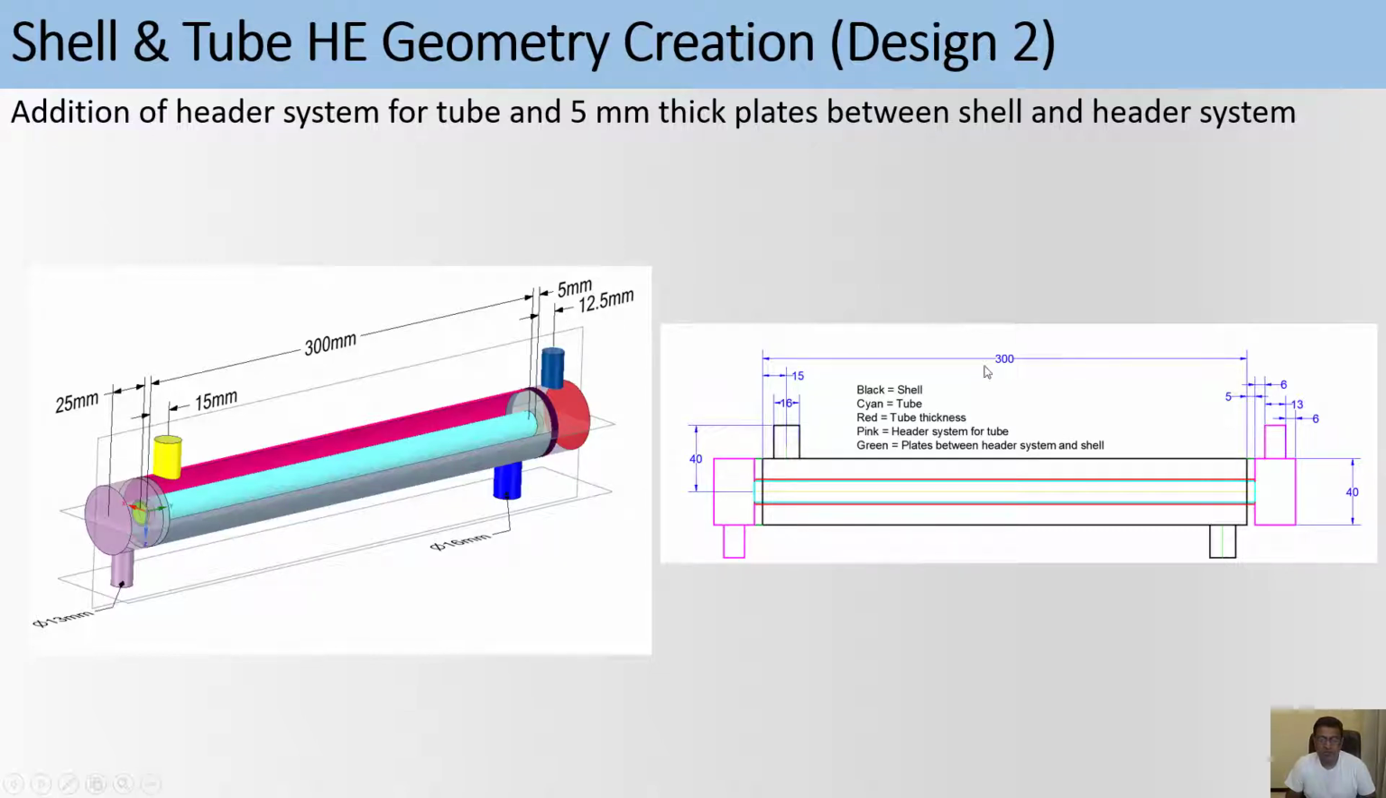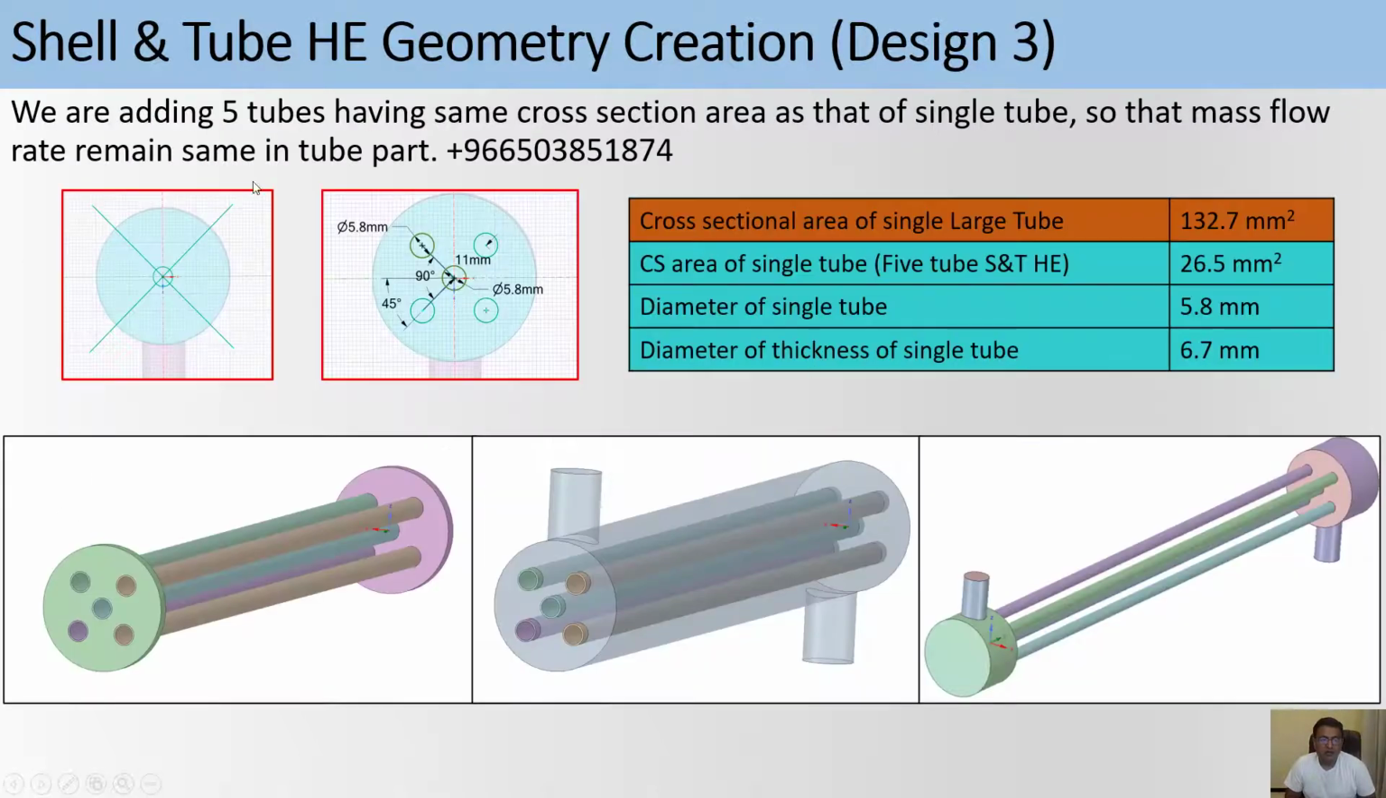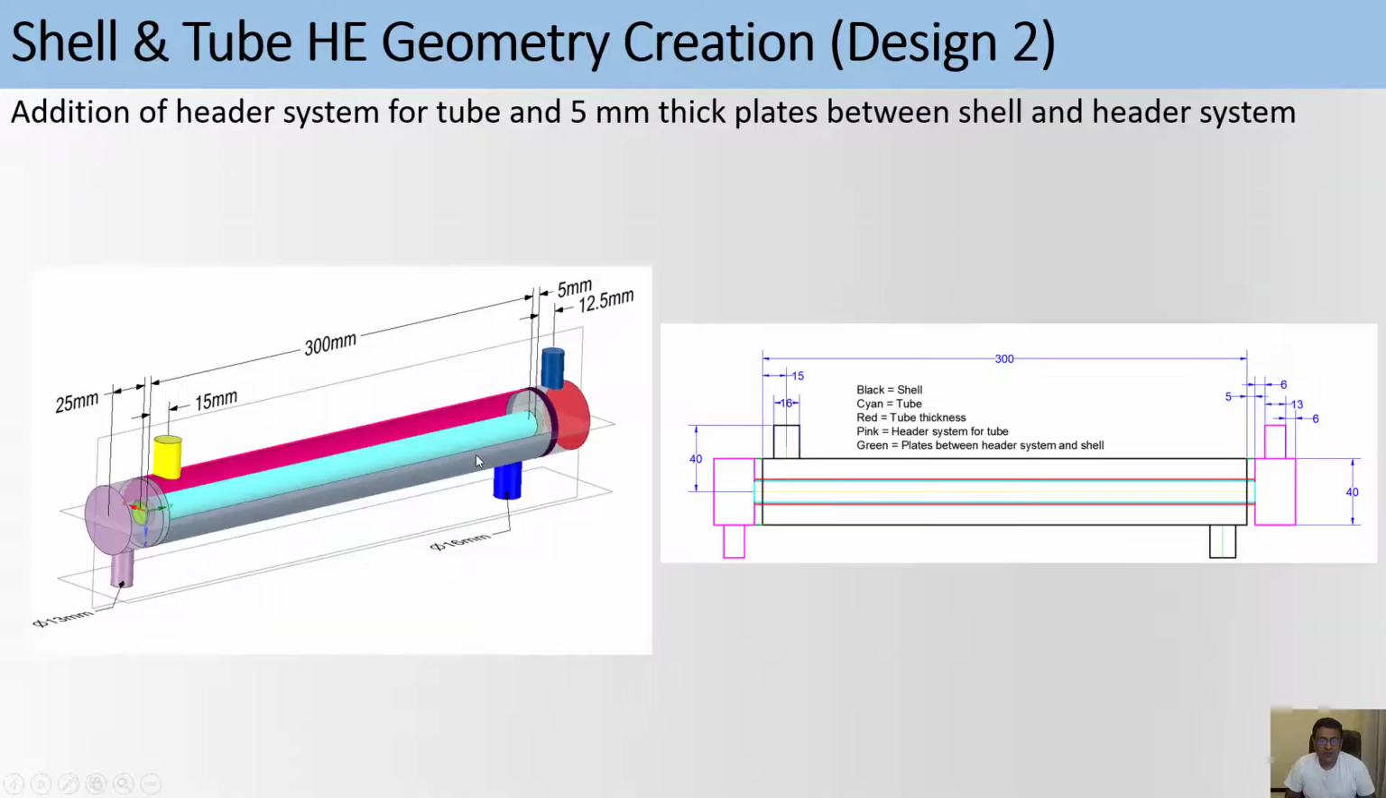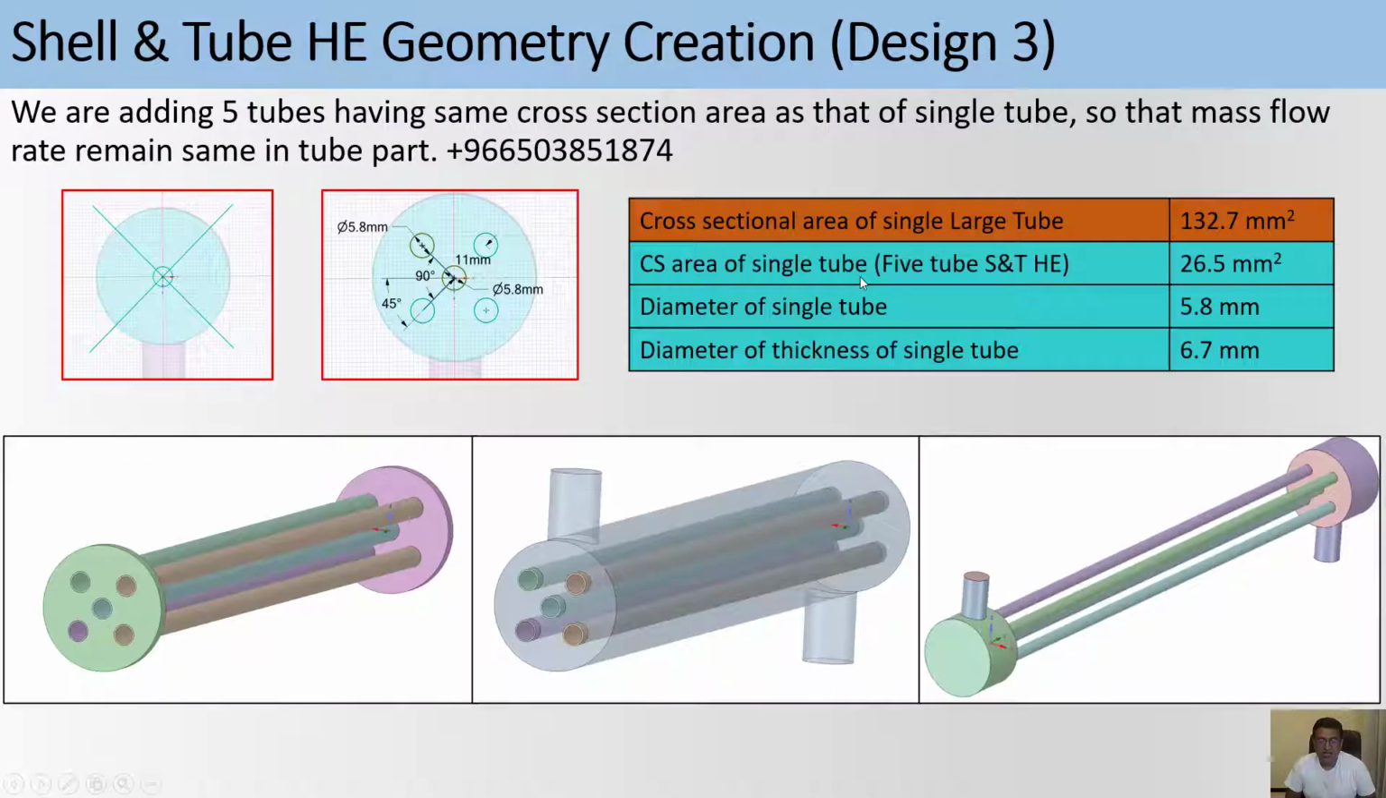360 total is the length of this whole design. And here is an AutoCAD drawing, so from here you can get the dimensions in a plan view very easily. And the third design is the same design, but we are replacing the single tube. And here we have the cross-section area of the single tube.